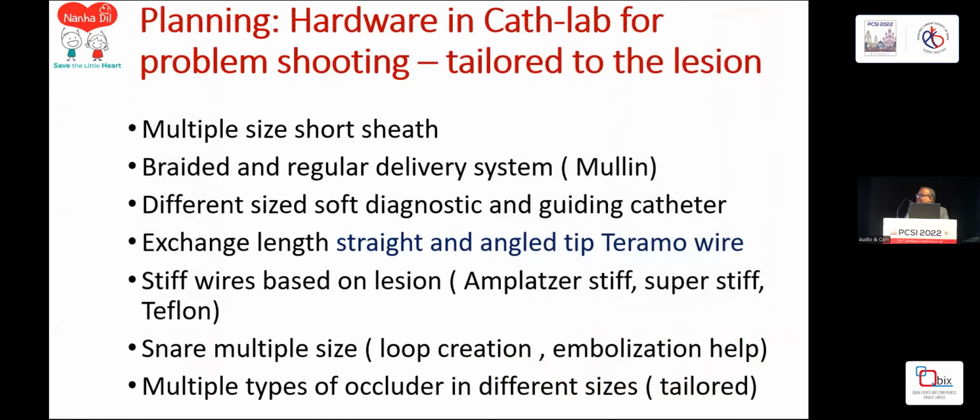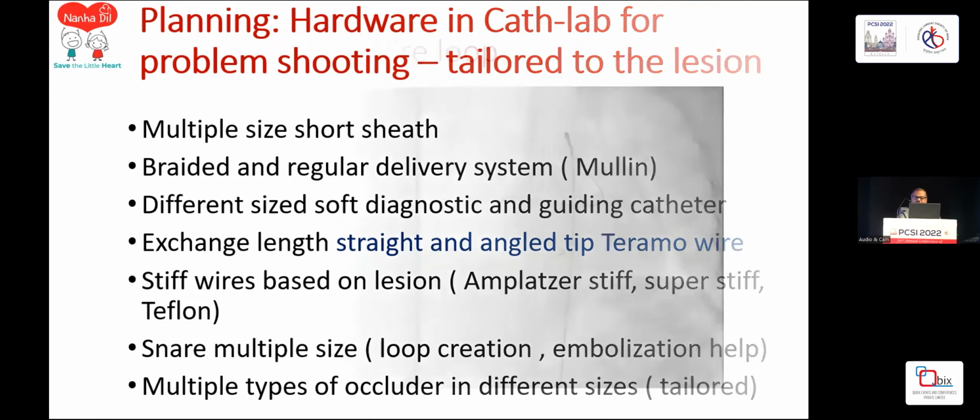When we are planning, we should plan with hardware preparation. Maximum things should be available based on the particular case: multiple sizes of short sheaths, braided sheaths, regular sheaths, different types of diagnostic and guiding catheters, exchange length and straight tip wires, thermo wires, stiff wires, super stiff wires for difficult anatomy, snares for loop creation as well as for bailout, and definitely multiple types of occluders.